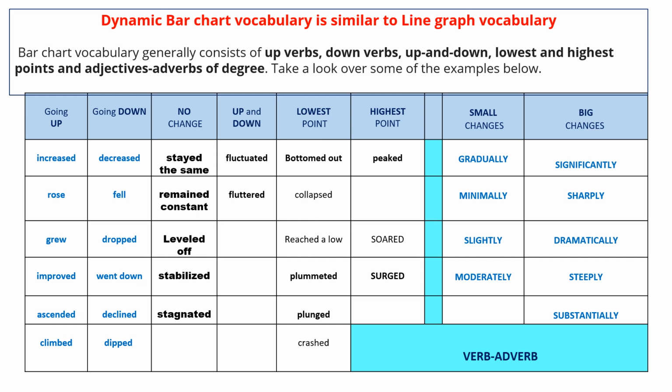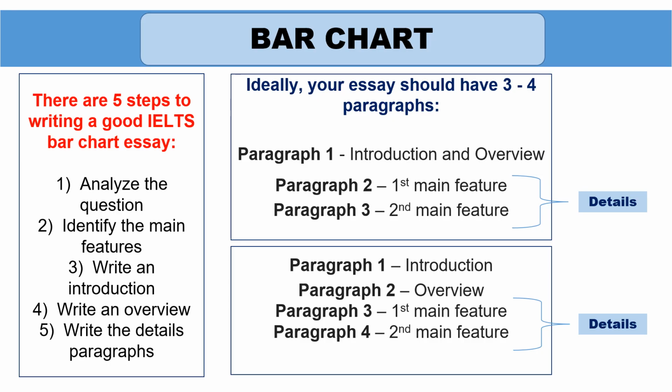A dynamic bar chart is a chart which is for a period of time, from 1990 to 2000, from Sunday to Friday, from January to December. When you have this in the question, this is the vocabulary you are going to use. Let's move on. Now let's quickly look at the structure.